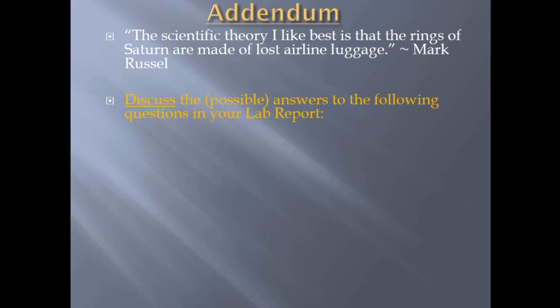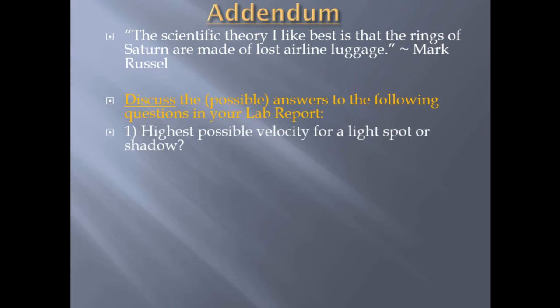Very first one, I want you to discuss the possible answers in your lab report. I want you to discuss the highest possible velocity for a light spot or shadow. Now, shadows are associated with light, if you haven't already guessed. A light spot would be kind of like the spot that's produced by a little laser. A lot of us have had those little lasers on the tip of a pen where we can point at things. What would be the highest possible velocity, or you could say speed, of something like this?